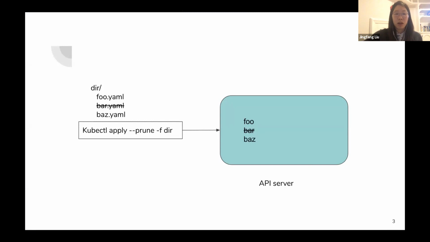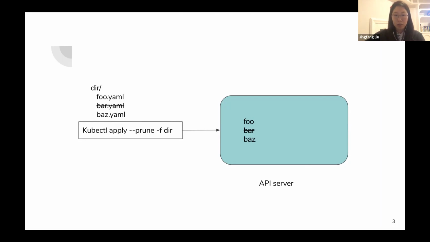And then later someone comes and says, I want to remove the bar object, and I create a baz object in that directory. By running kubectl apply --prune, I'm hoping that the object bar in the cluster will be removed, and the object baz will be created on the cluster. So the final state on the cluster is that we have object foo and object baz, which matches the files or the configuration in the directory.